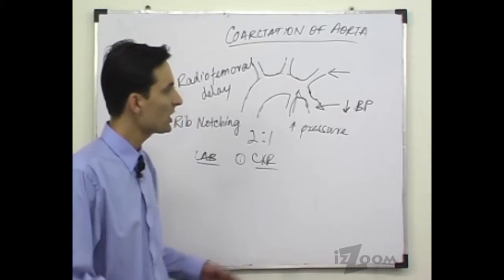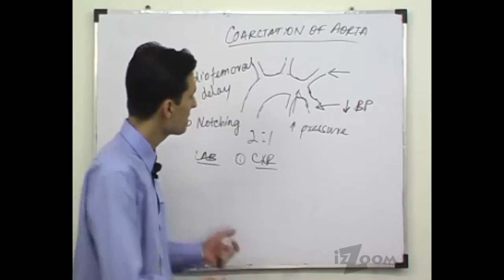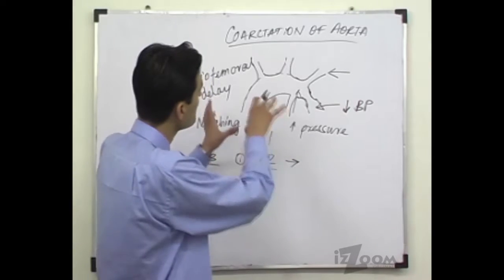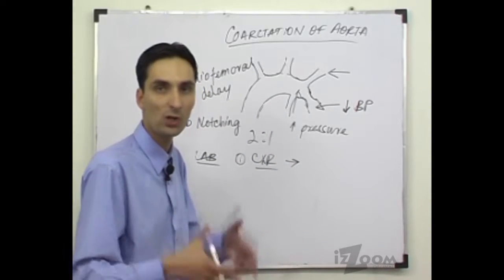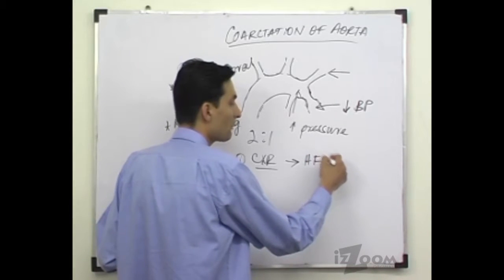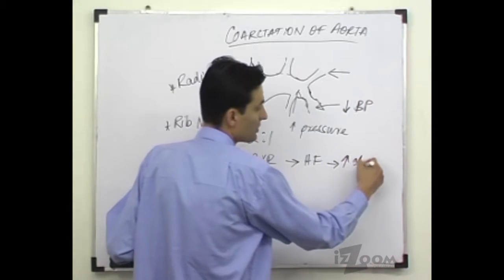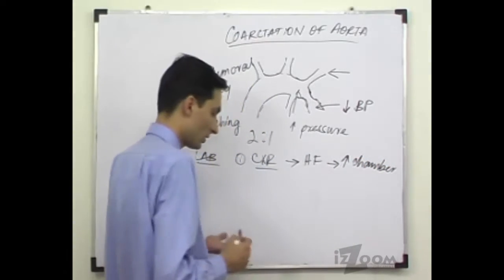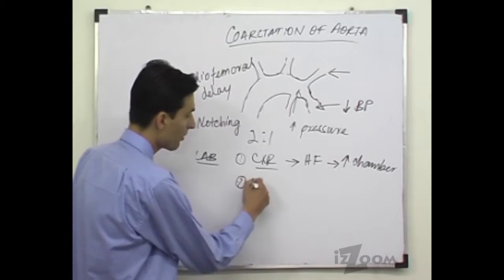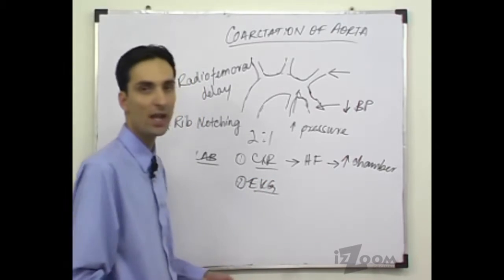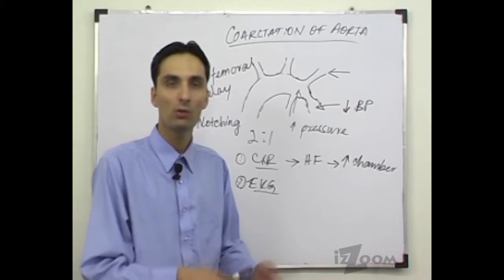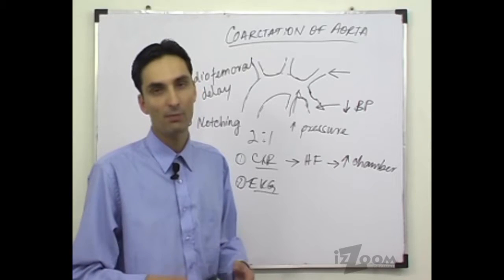In addition to rib notching, in severe cases of coarctation of the aorta, the patients might have heart failure, and when the patient has heart failure, the chambers of the heart are enlarged due to the increased afterload, the increased work against which the left ventricle has to work. These patients can present with heart failure and enlarged chambers, especially the left ventricle. Also, if an EKG is performed, the EKG in neonates will show right ventricular enlargement, and in older children there can be left ventricular hypertrophy seen on an EKG.